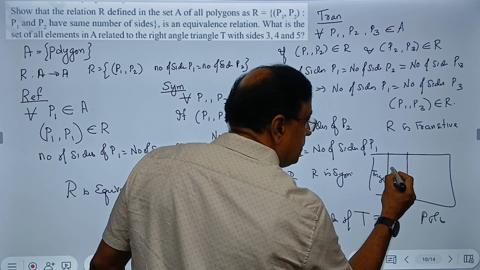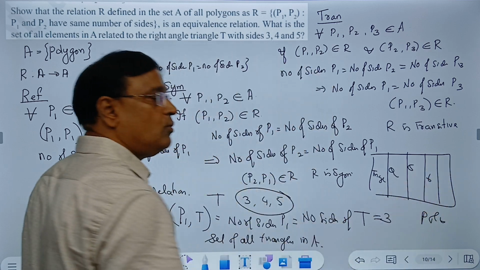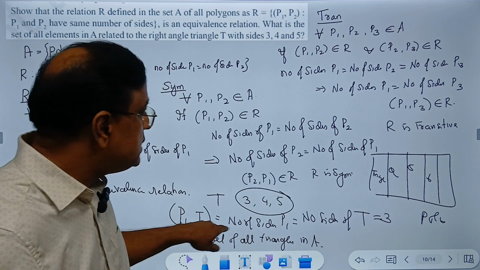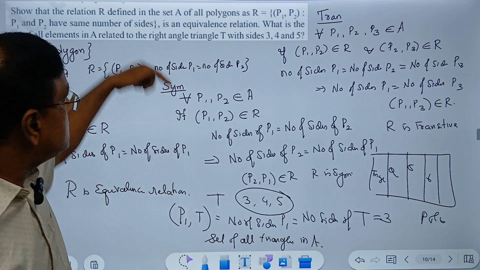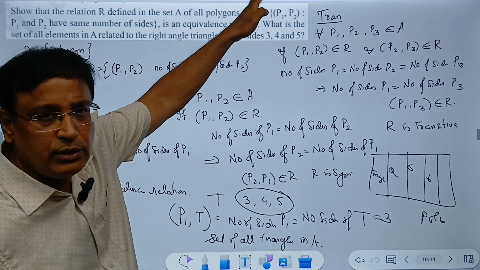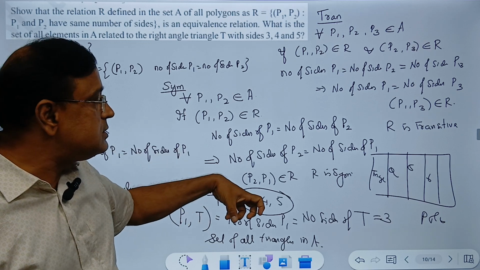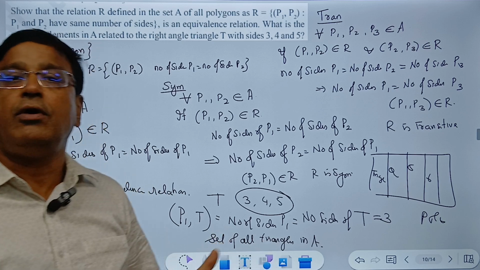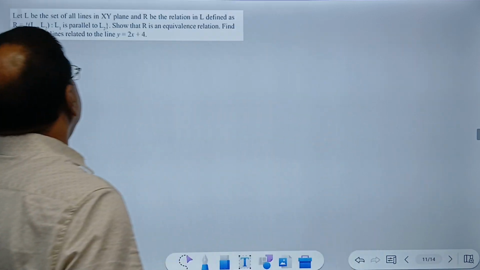Later on you will have maybe quadrilaterals, then you will have 5-sided figures, you may have 6-sided figures and so on. But I am collecting all the triangles which will satisfy this condition. All triangles, because he has given you a triangle T with sides 3, 4, 5. But I am not interested in the sides 3, 4, 5. It has 3 sides. So what is the set of all polygons with 3 sides in A? It is the set of all triangles. That's all. The answer is the set of all triangles. I hope it's clear. Now let's go to the next question.